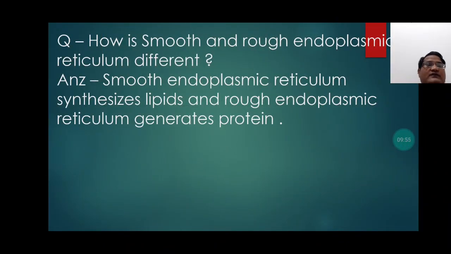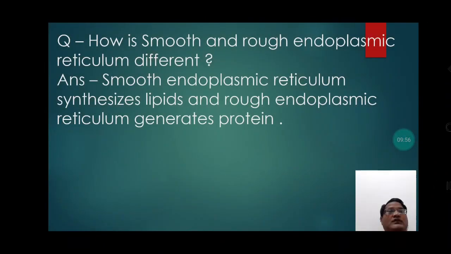Students, now let's discuss how smooth and rough endoplasmic reticulum are different. Smooth endoplasmic reticulum synthesizes lipids, and rough endoplasmic reticulum generates protein.